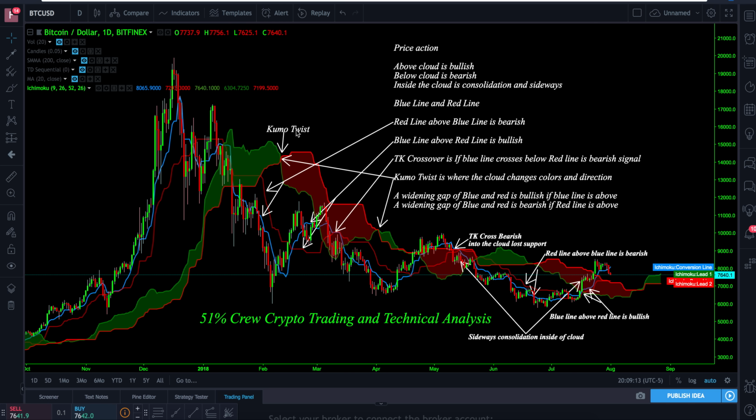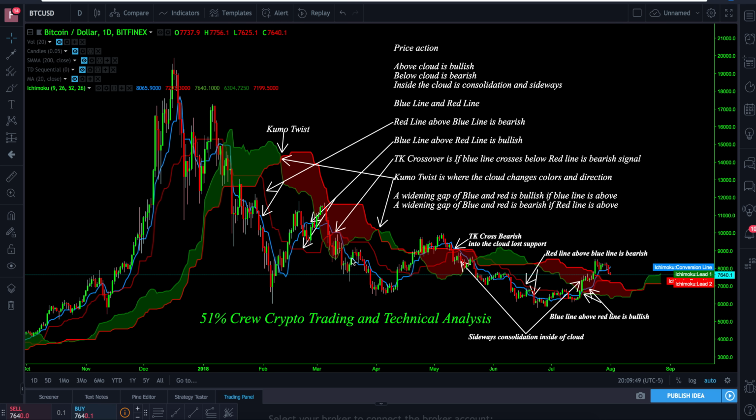So now we have some other things. There's a thing called a Kumo twist. This is when the cloud twists colors. So this is pretty simple. Obviously, you see the twist here, the twist here, the twist here. But if the cloud is green, that's a bullish indicator. If the cloud's red, that's a bearish indicator. So there's another thing you can also look for on this. It depends how far the gap is between the blue and the red line down here.